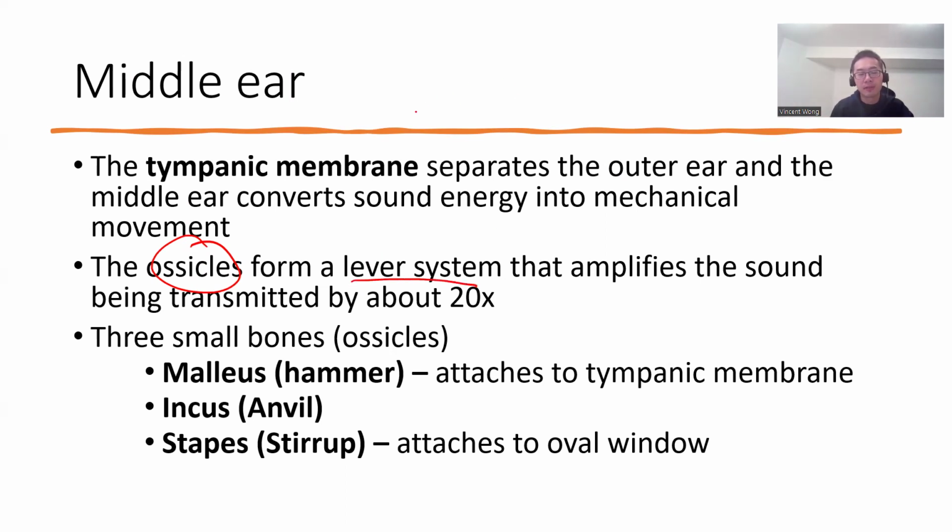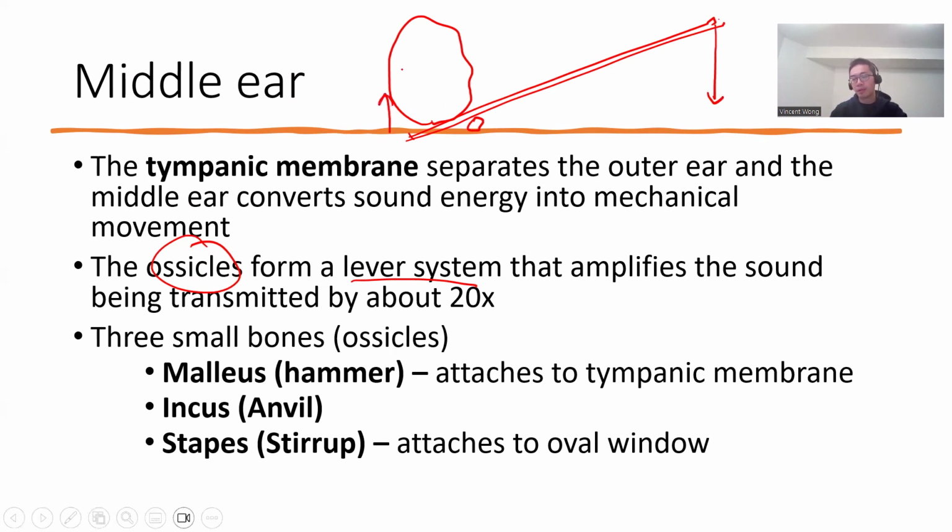For those of you who don't know what a lever system is, think about it like this. There's a big rock here. If you try to lift this, it's very heavy. You can't do it. But if you put a rod and then put a smaller rock here, when you press down here, you're going to be able to lift the rock, right? The longer the rod is, the easier it is to lift the rock. That's a lever system. Essentially, the ossicles form a similar type of system, and that's going to help amplify the sound by about 20 times.